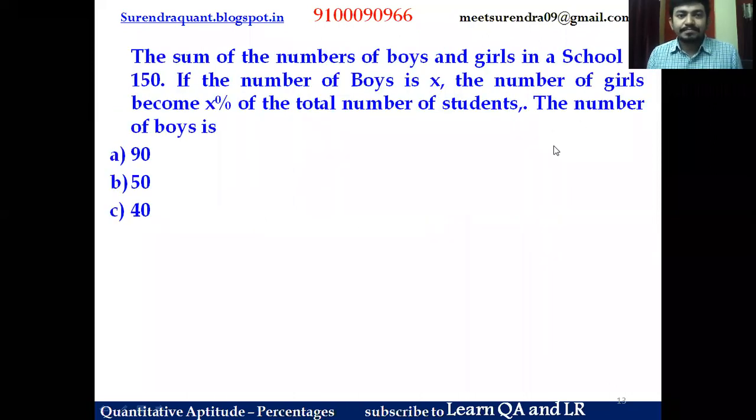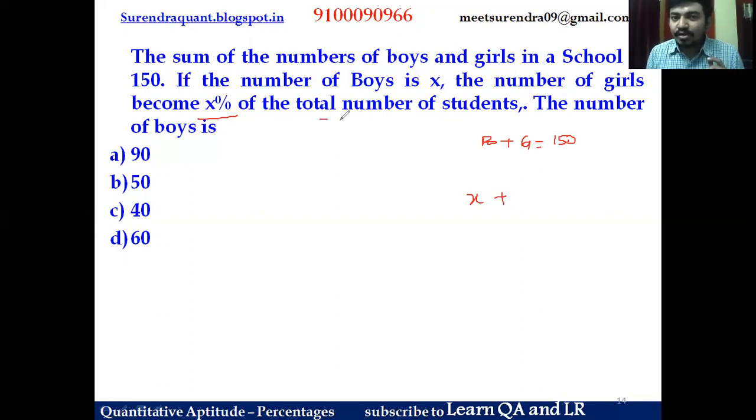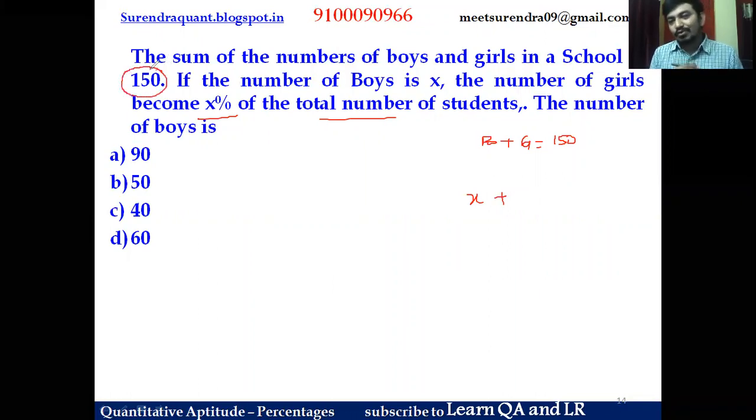Now next question. So this is a very good question, friends. The sum of the numbers of boys and girls in a school is 150. So boys and girls together, the information is given as 150 students are there. And the number of boys is X, and the number of girls becomes X% of the total number of students. So friends, we know that the number of boys given is X and the number of girls is what? The number of girls is X% of the total students in the school. So friends, what is the total students? 150 are the total students.